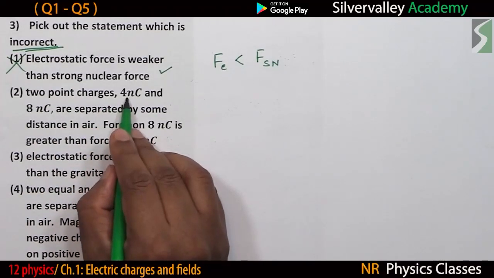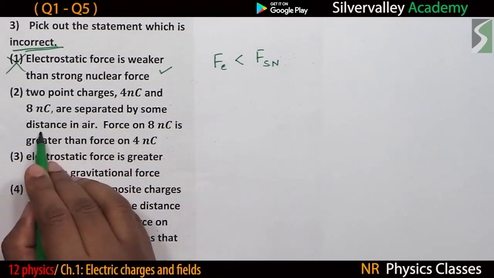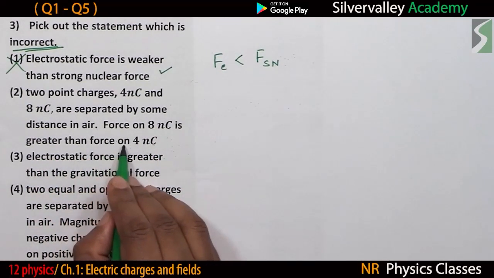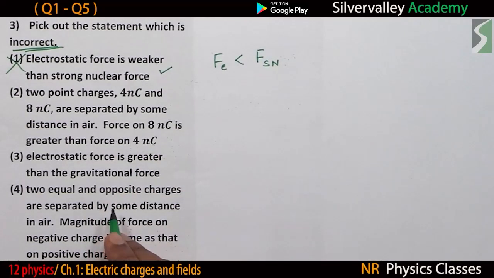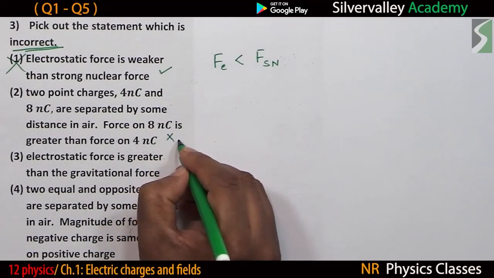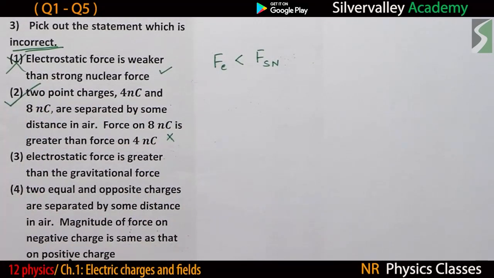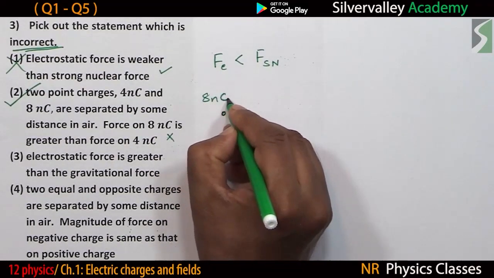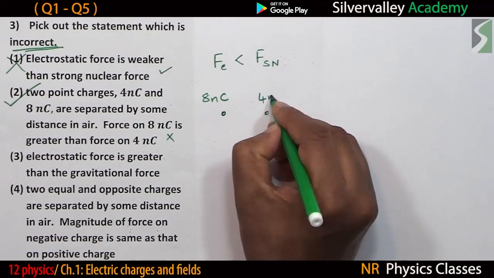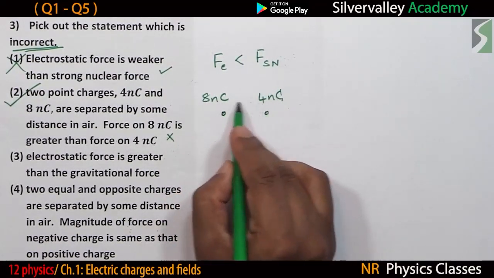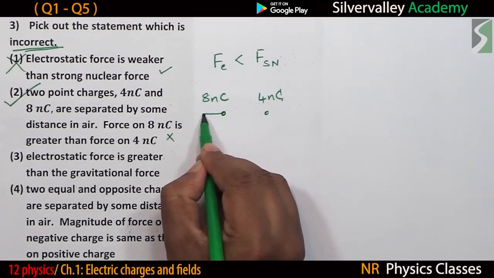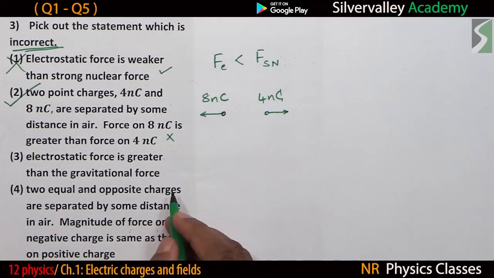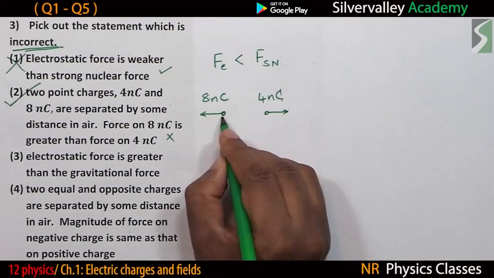Two point charges, 4 nanocoulomb and 8 nanocoulomb, are separated by some distance in air. Fine. Force on 8 nanocoulomb is greater than the force on 4 nanocoulomb. No. This is the incorrect statement. Therefore, this is the answer. If this is 8 nanocoulomb and the second charge is 4 nanocoulomb, if these two are like charges, positive, positive, then there is repulsion. Like this, isn't it? So these two are an equal and opposite action-reaction pair.